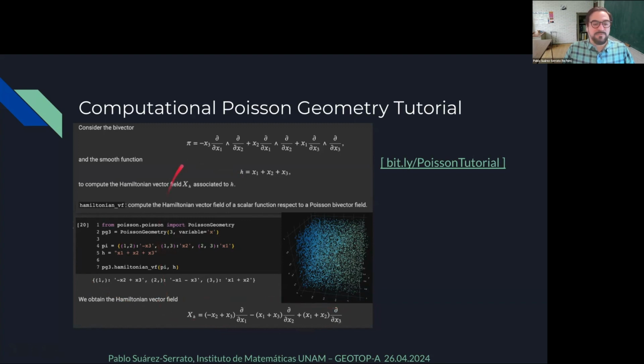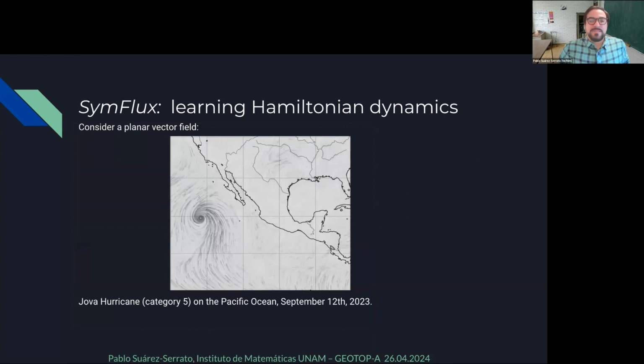So that starting from a Poisson bivector and a function, it'll just compute automatically the symbolic version of the vector field, and then you can also use the numerical toolkit to evaluate it numerically, and then do numerical analysis or learning on this. The systems that we defined, we call them symflux, as in symbolic flux.